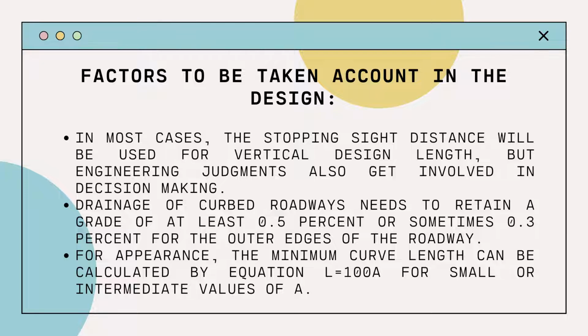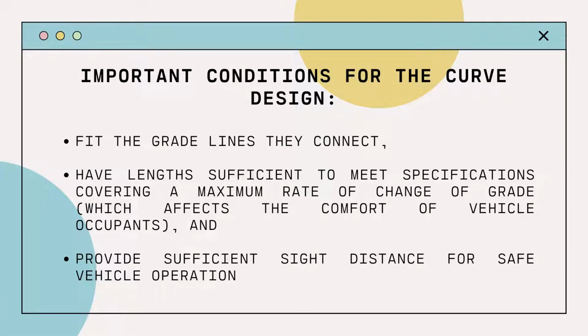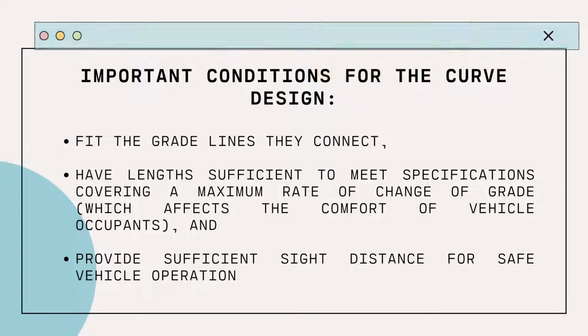Drainage of curved roadways needs to retain a grade of at least 0.5%, or sometimes 0.3%, for the outer edge of the roadway. For appearance, the minimum curve length can be calculated as L equals 100A for small or intermediate values of A. For the important conditions of the curve design, the grade lines they connect must have lengths sufficient to meet specifications covering a maximum rate of change of grade, which affects the comfort of vehicle occupants, and provide sufficient sight distance for safe vehicle operations.